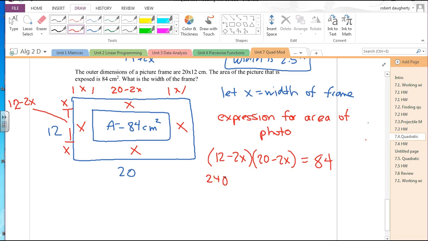And then I get what, plus 4x. Wait. So I'm going to get what? Come on, one more. 240. And it's going to be what? Minus 40x and minus 24x plus 4x squared equals 84.